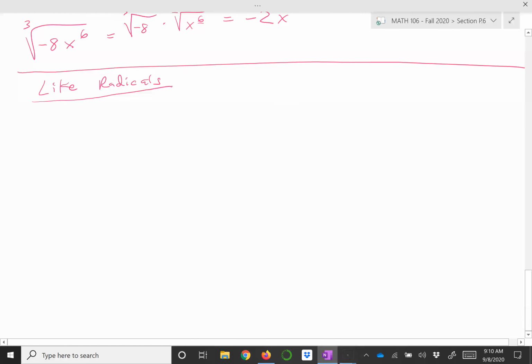And all that means is it's radicals with the same n value. And what do I mean by n value? I mean the nth root. So they have to be the same type of root. Either they're all square roots, they're all cube roots, that sort of thing. Okay, so what do I mean by this? Well, here's how you could do a problem with like radicals.